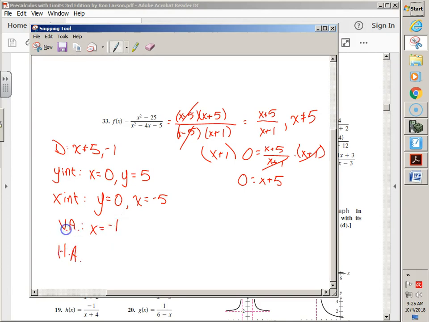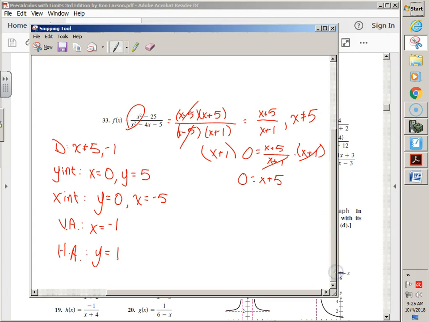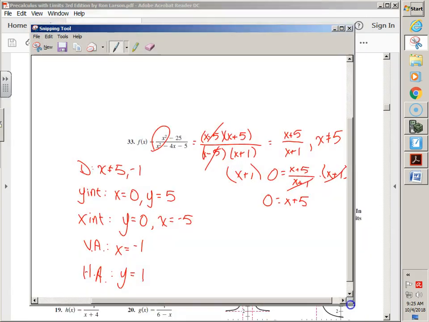Horizontal asymptote, what'd you guys get? Ratio of leading coefficients. Good. y equals 1. Oblique asymptote, yes or no? No, because the degrees are tied. Oh, they didn't ask for that, still good to know. And because there's a horizontal asymptote, good. And then the last thing I would do is plot sufficient solution points, which basically just means a sign chart.